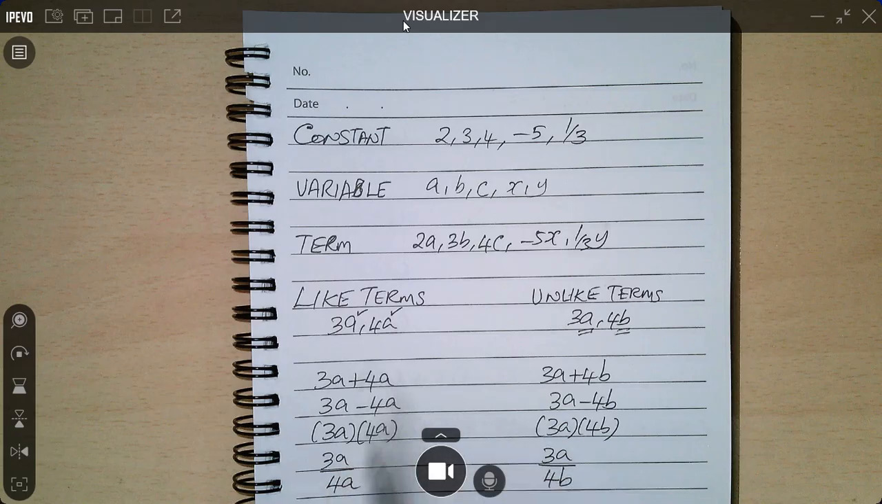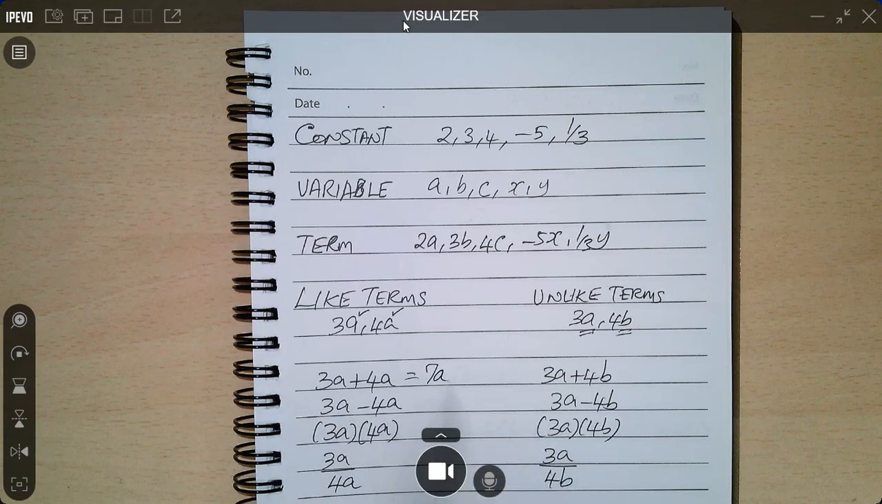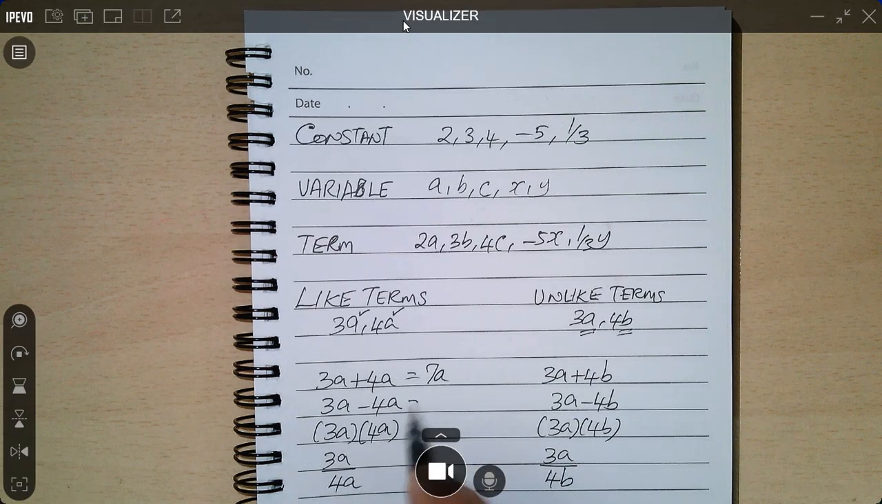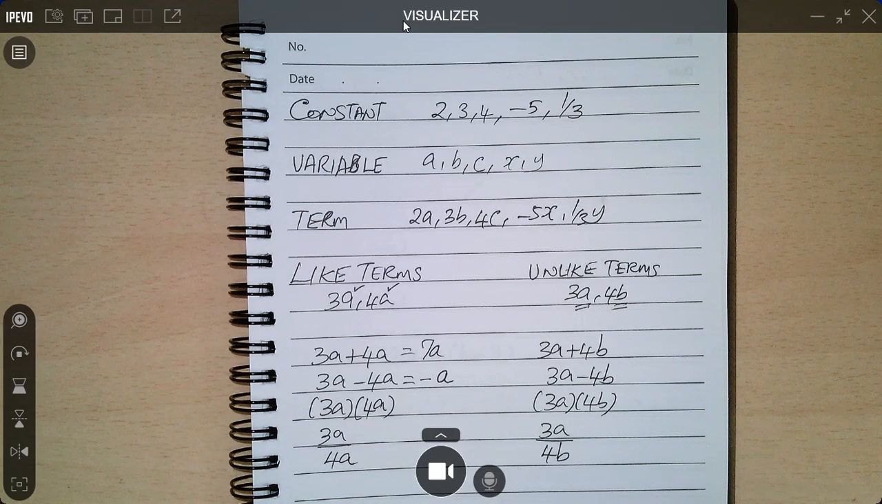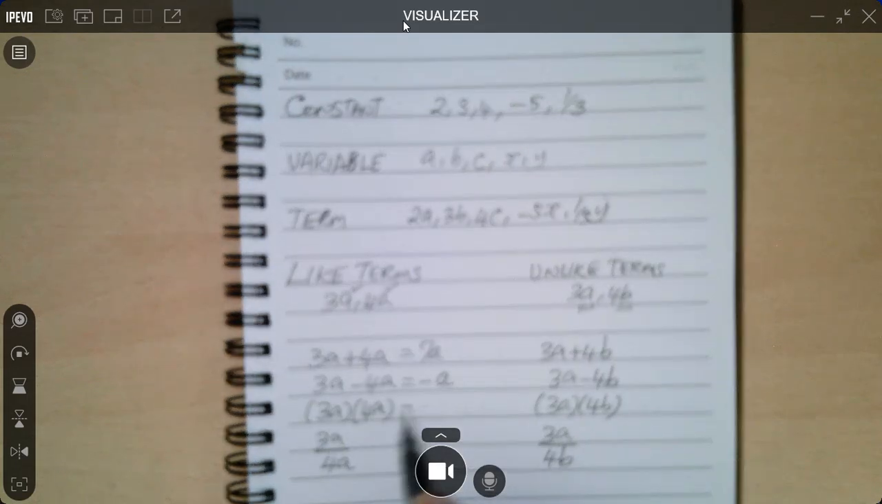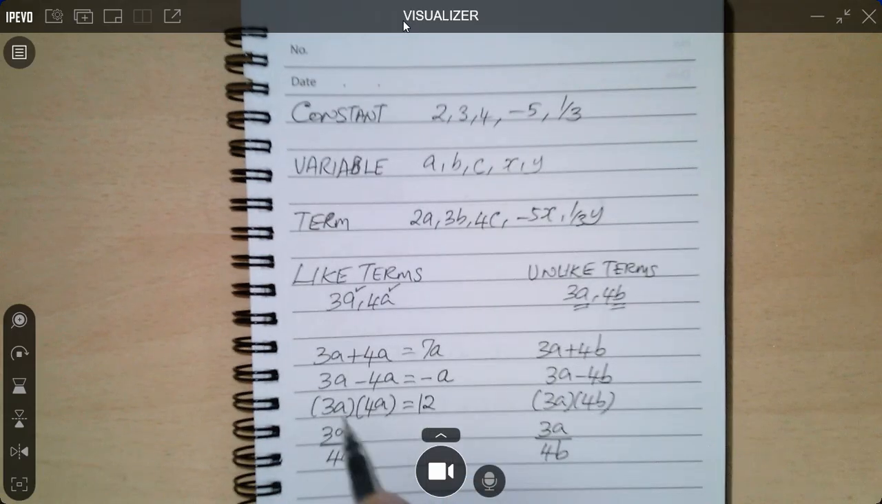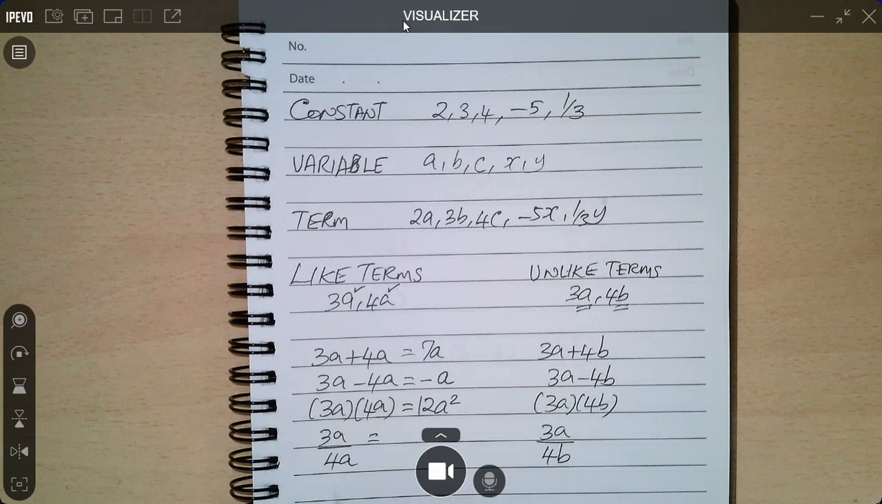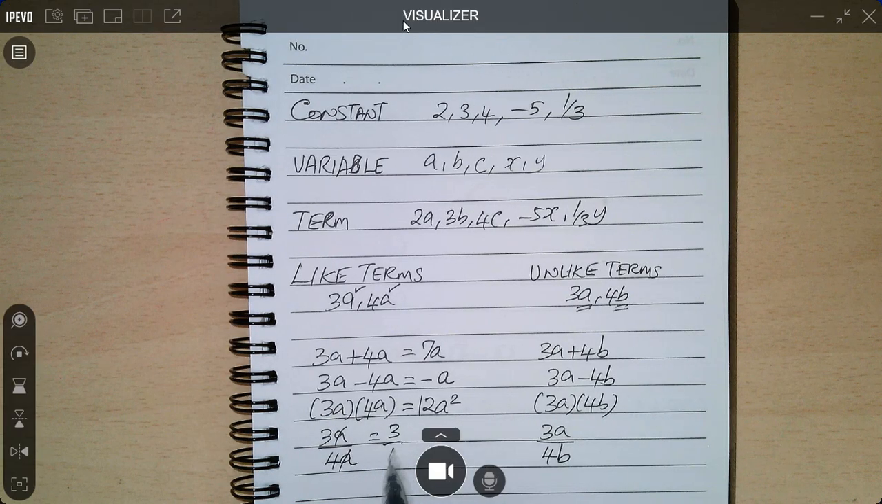So if I have like terms, can I add them? I can. The answer is 7a. Can I subtract them? Possible. 3a minus 4a, the answer is minus 1a. Normally we don't put the 1, so it is minus a. To multiply, you multiply number with number, 3 with 4, which is 12, and a with a, which is a power 2. When you divide, the a and a will get cancelled. The answer is 3 over 4.